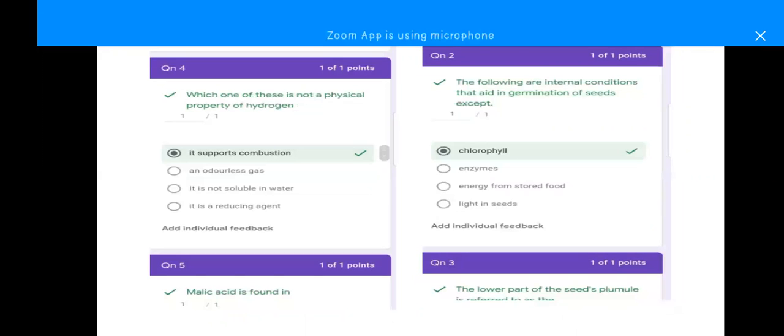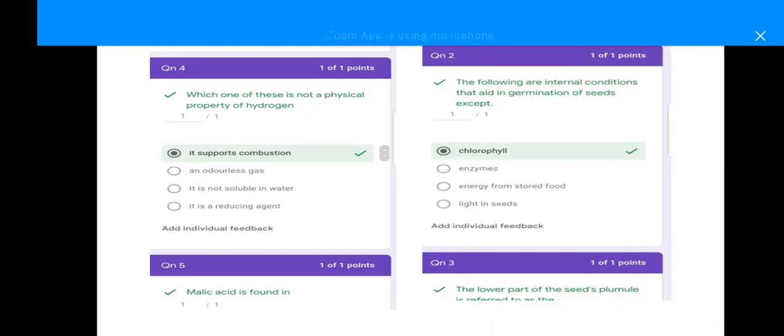Which of the following is not a physical property of hydrogen? They are all properties of hydrogen. And if you could remember, hydrogen does not support burning. So the possible answer A, that it supports combustion. No, it's an odorless gas. It is not soluble in water. It's a reducing agent. So it does not support burning. So your answer there does not support our question.